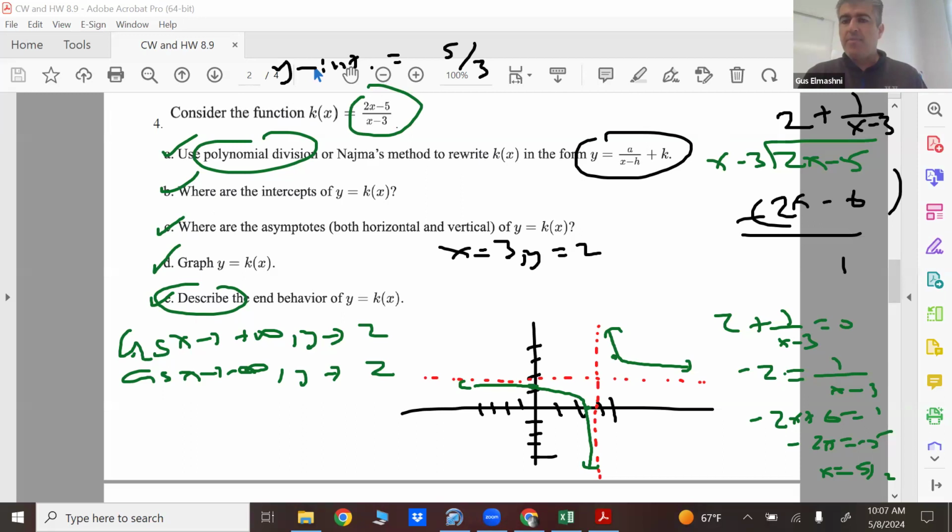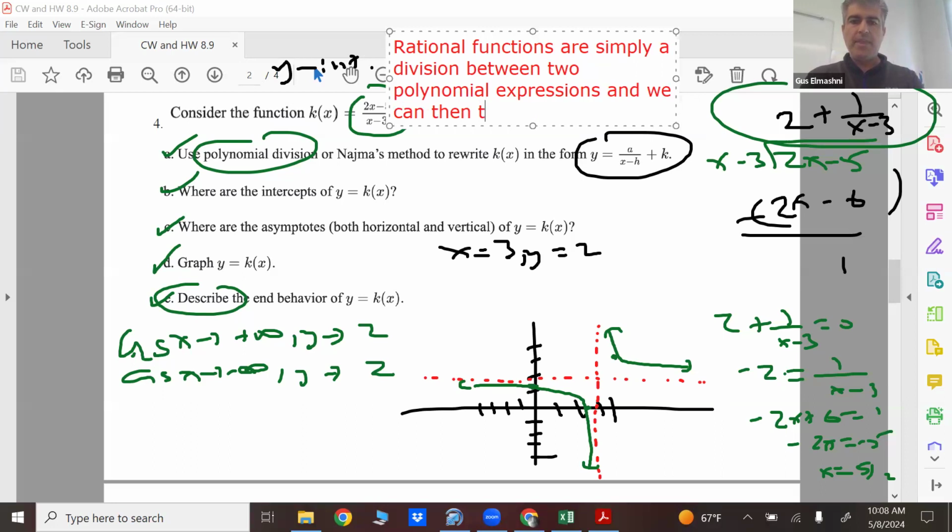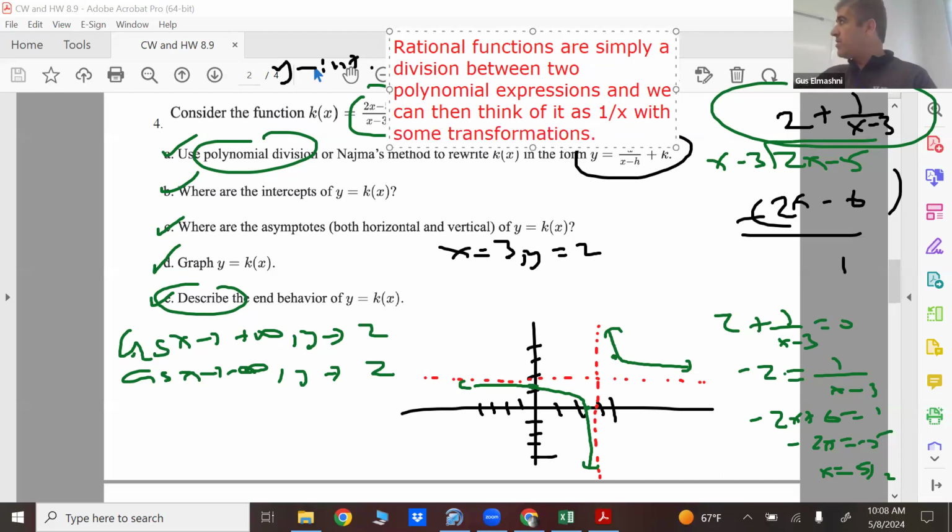And it's a transformation afterwards of 1 over x. So that's the key takeaway, guys. Rational functions are simply a division between two polynomial expressions, and we can then think of it as 1 over x with some transformations. That's the takeaway from today's lesson, really.